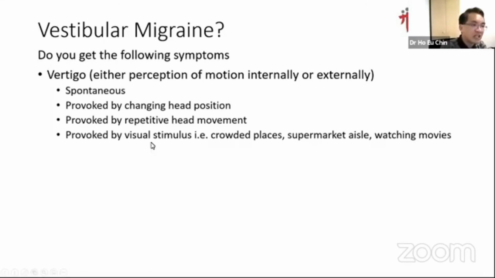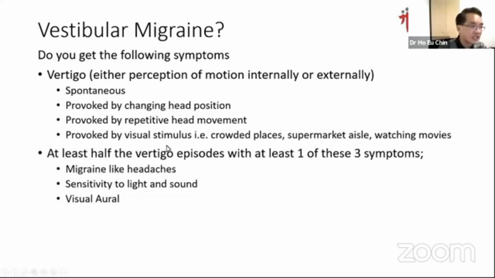Or if the vertigo is provoked by visual stimulus, meaning a busy environment, like being in the market or MRT station, or being somewhere where it's very colorful and there's a lot of distraction, like walking down a supermarket aisle, or watching an action movie on the big screen, there's a lot of movement, right? Then if you have vertigo that falls into this category, and at least half the episodes, 50% of the time, you get at least one of the following three symptoms.